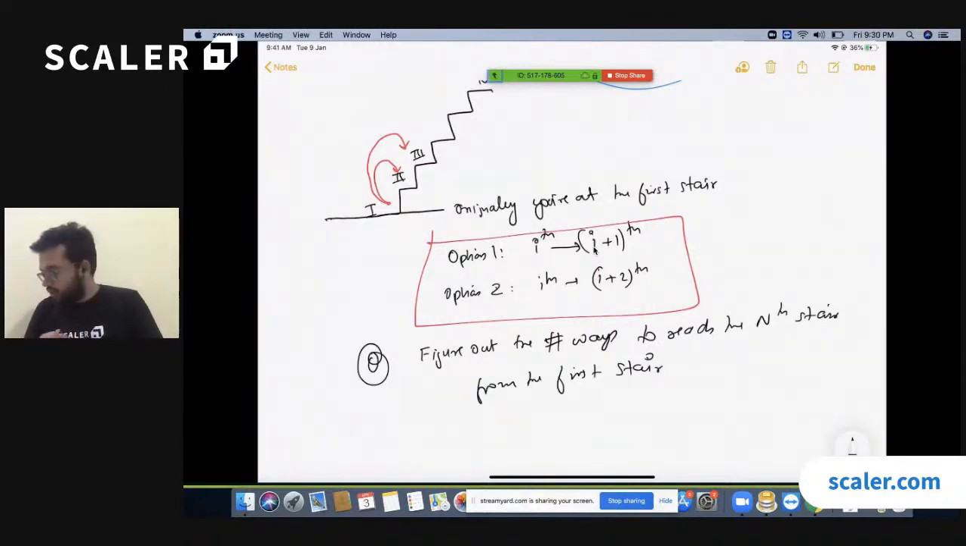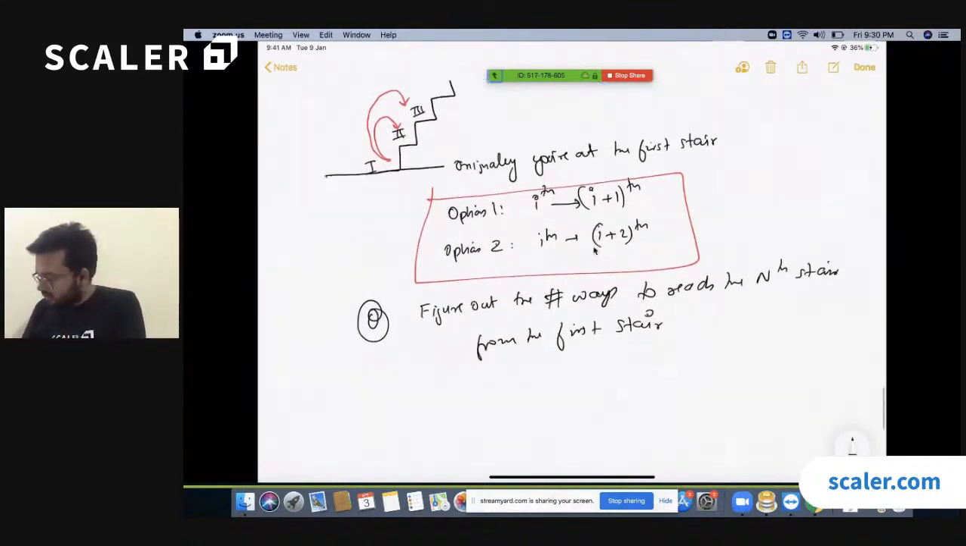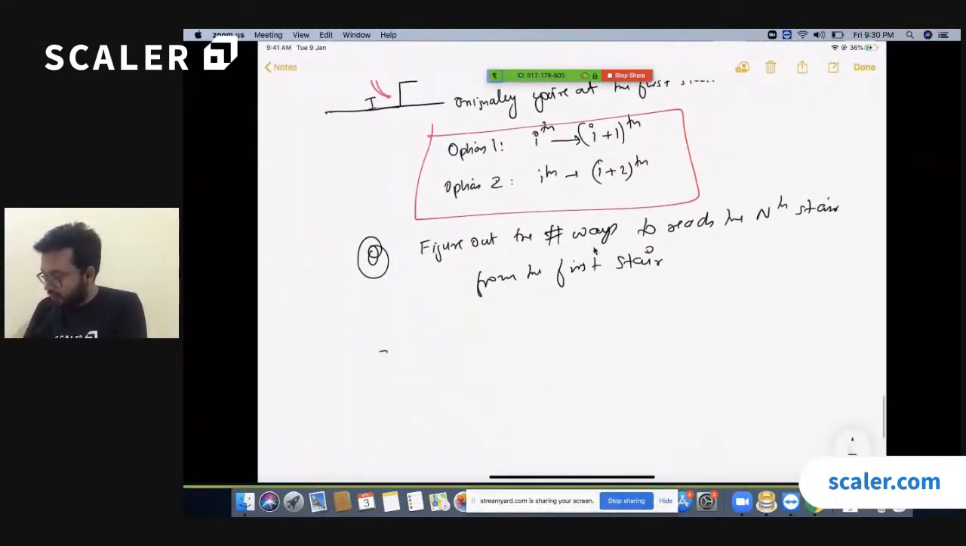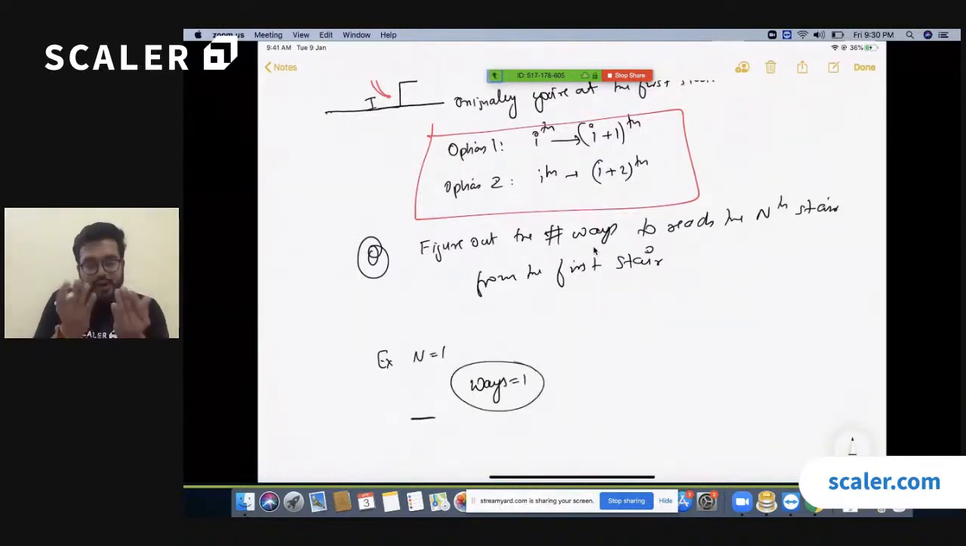Okay, cool. Now let's look at a couple of examples and see what kind of pattern we observe. Let's take an example for what happens if the number of stairs is only equal to 1. So let's say there is only one stair. You are at the first stair, you only have to reach the first stair. How many ways are there? The number of ways is only one. You can choose not to do anything because you are at the first stair itself. You cannot do anything else but stay at that stair.